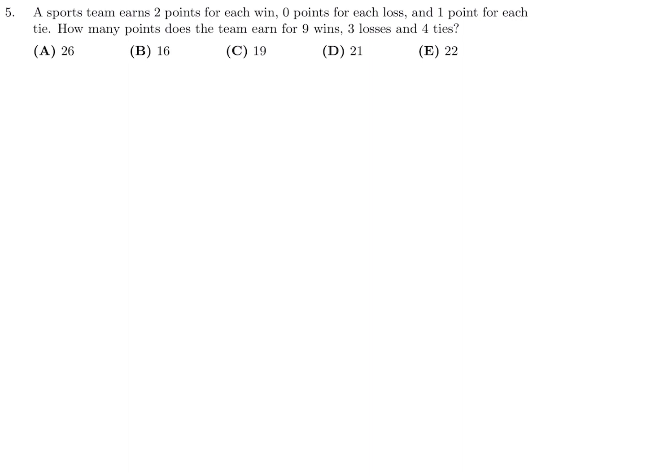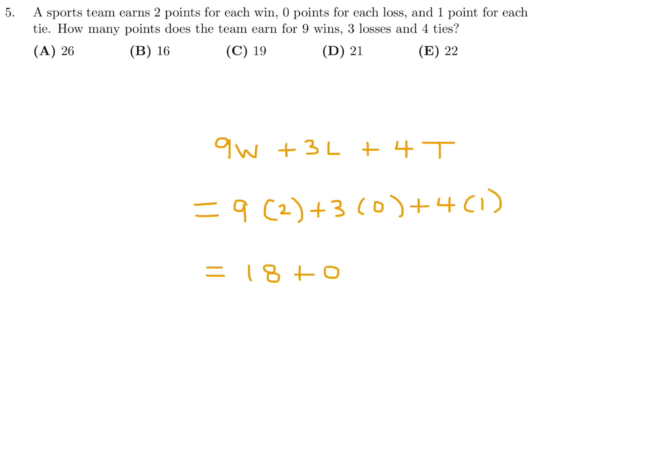A sports team earns 2 points for each win, 0 points for each loss, and 1 point for each tie. How many points does the team earn for 9 wins, 3 losses, 4 ties? Well, that is going to be 9 times 2 plus 3 times 0 plus 4 times 1, based on what they've told me in the question. So this is 18 plus 0 plus 4, and that is 22. So number 5, the answer is E.